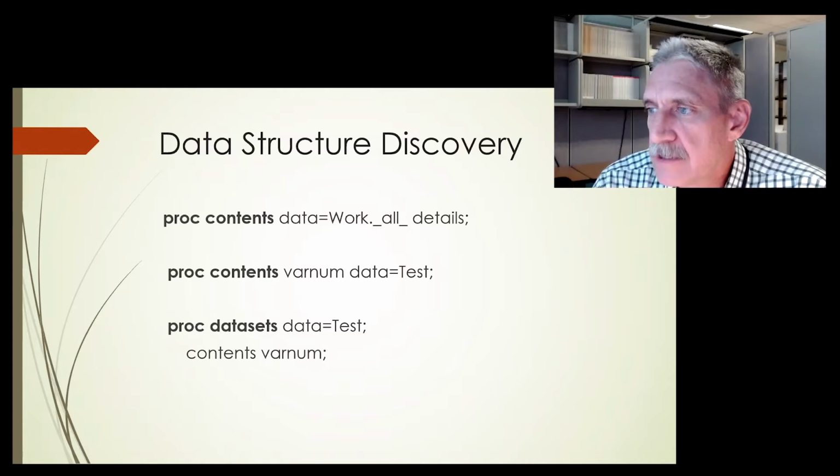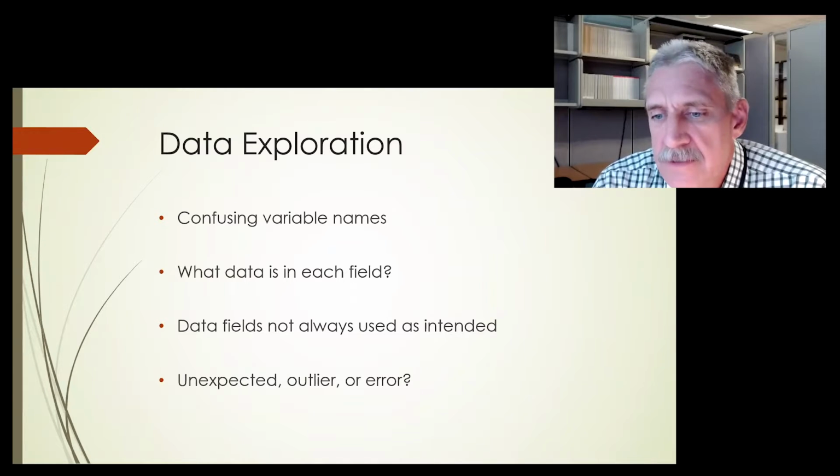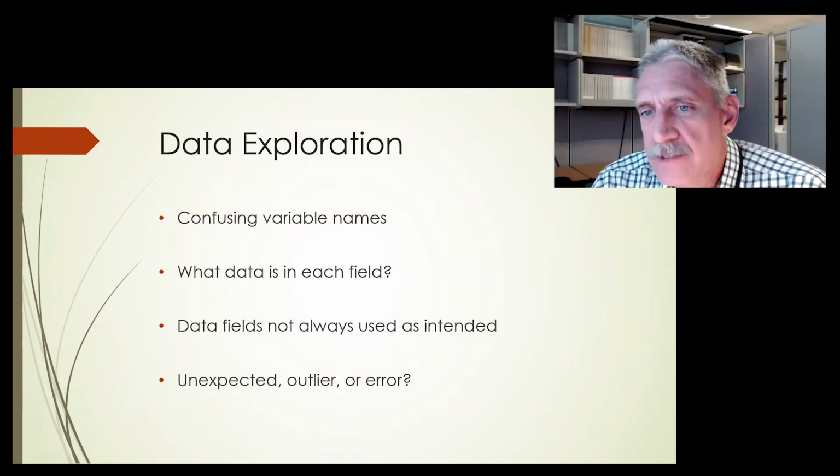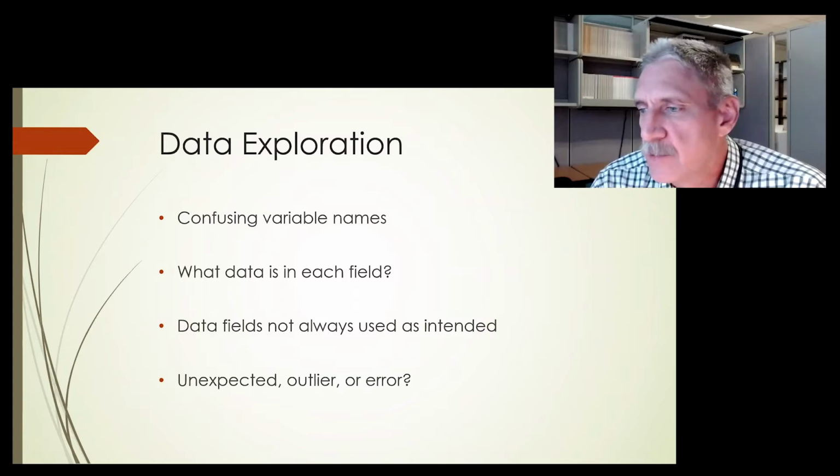Once you look at the data, you can start seeing that there's going to be confusing variable names. Resident state, is that yes or no for their resident in the state? Or is that the name of the state, the abbreviation of the state, or a number code for the state? You can't tell until you look at the data. What data is in each field? You just got to look at it and find out what's there.